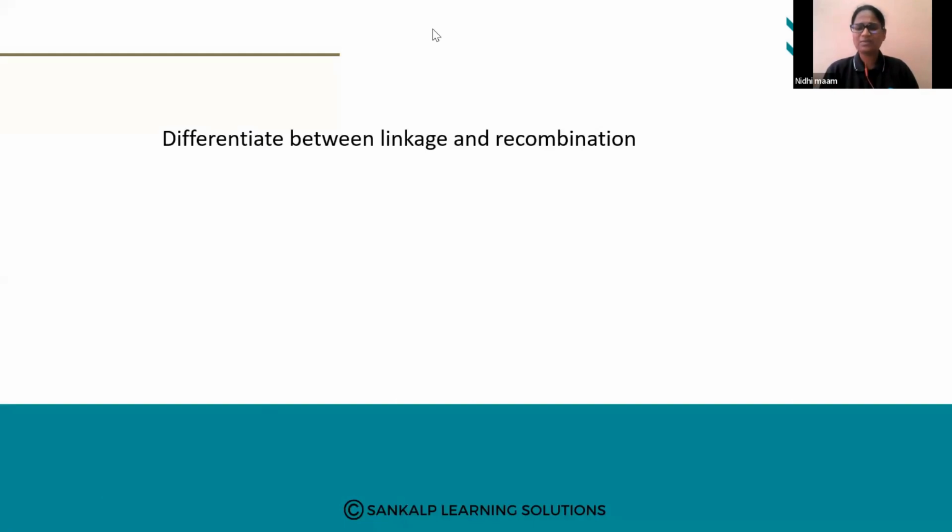Can anyone tell me what do you mean by recombination? Try to tell in your own words. I'm not forcing you to tell in a more scientific way. I will just rectify your answer if you are wrong. Right? So just try it, guys. What do you mean by recombination? Anyone? You can switch on your mic and you can tell.